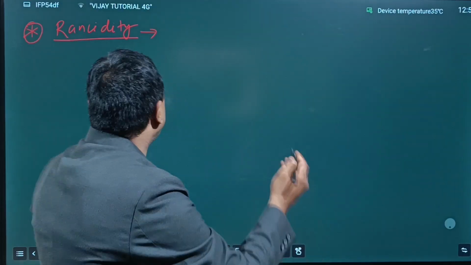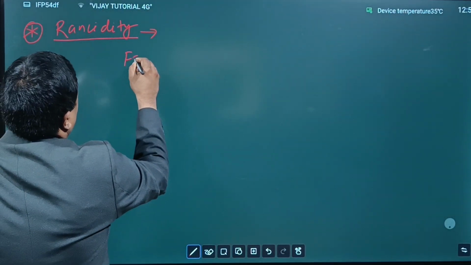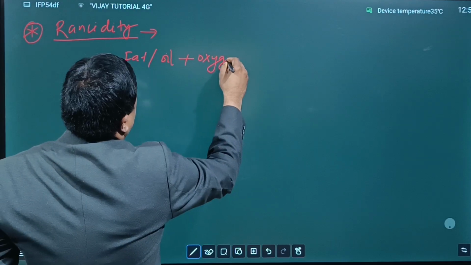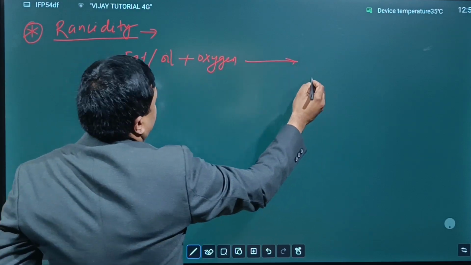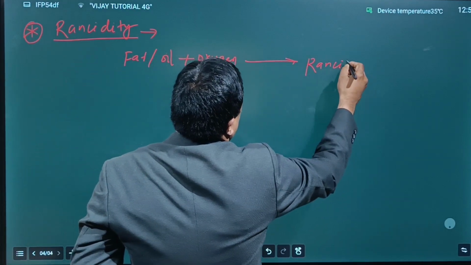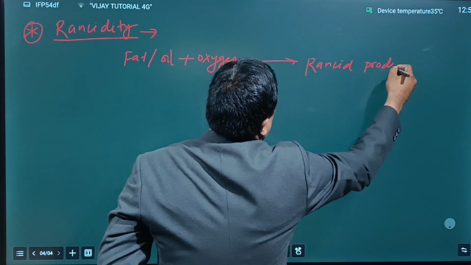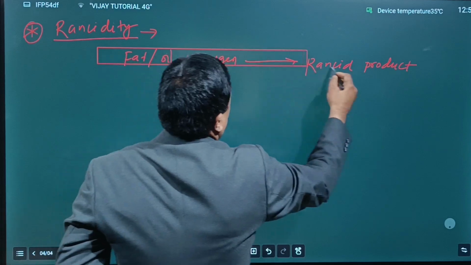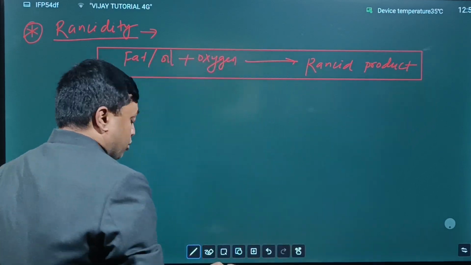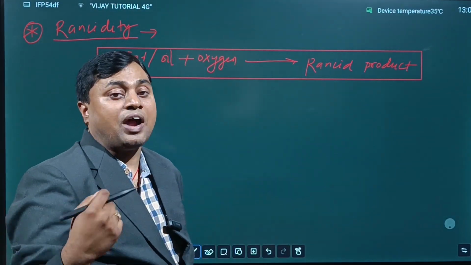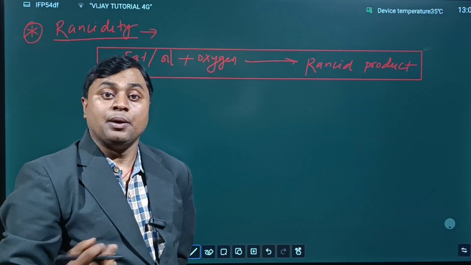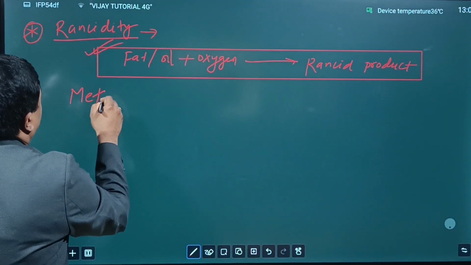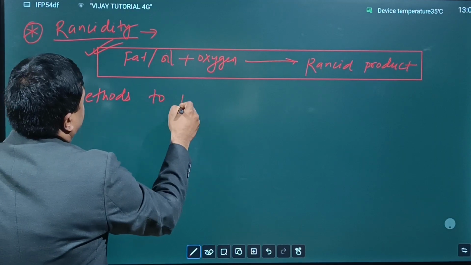We can write the equation for rancidity also: fat or oil reacts with oxygen, it gives a rancid product. This is the equation we can write in short, or we can write the definition. It is the process of oxidation of oily and fatty food items which results in their bad smell. So there are some methods to prevent it. You should remember methods to prevent it.